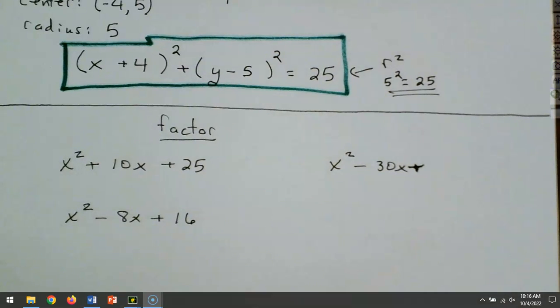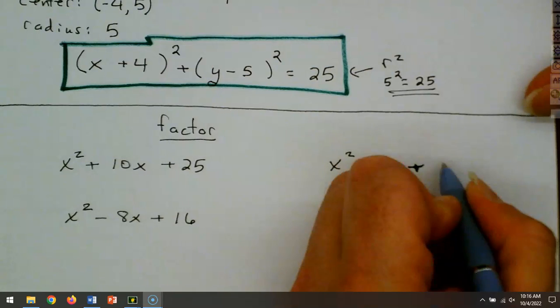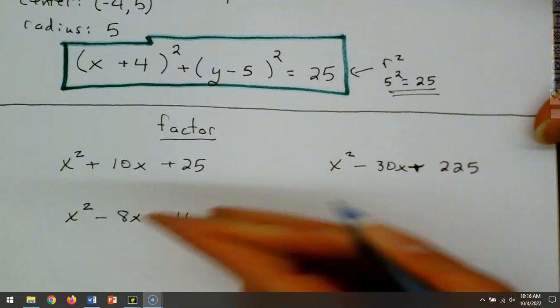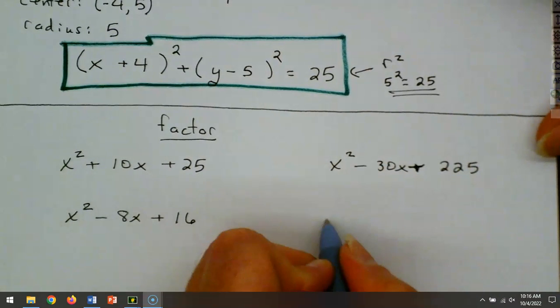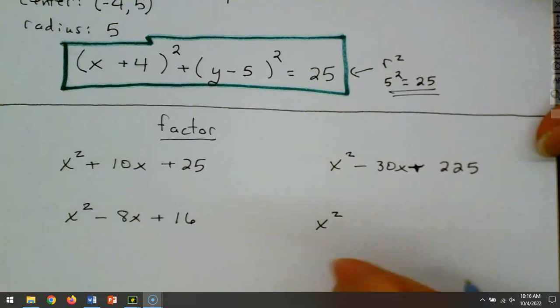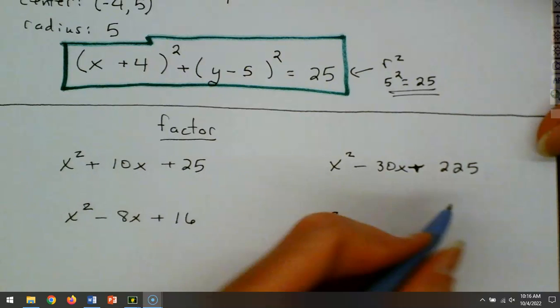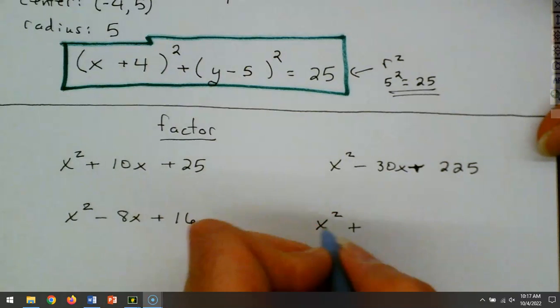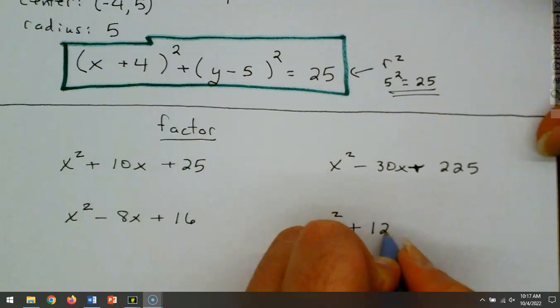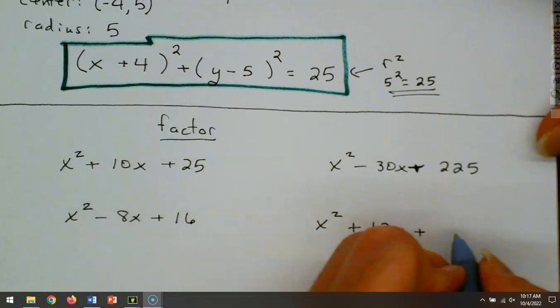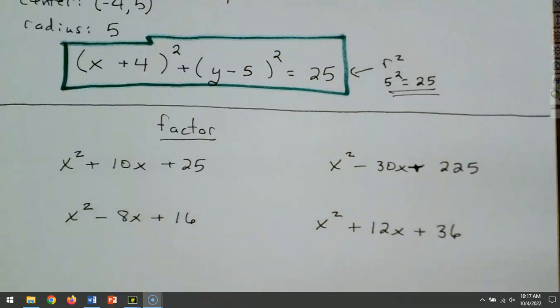And that should equal 225, I believe, because 15 squared, yep. That 15 squared is 225. And one more. How about we look at x squared? Let's do a plus again. How about a good square here? How about 12x and a plus 36?